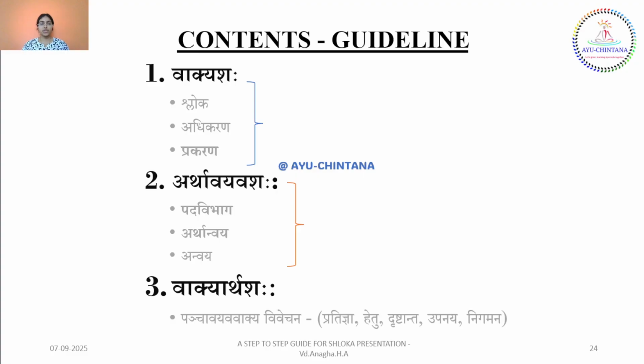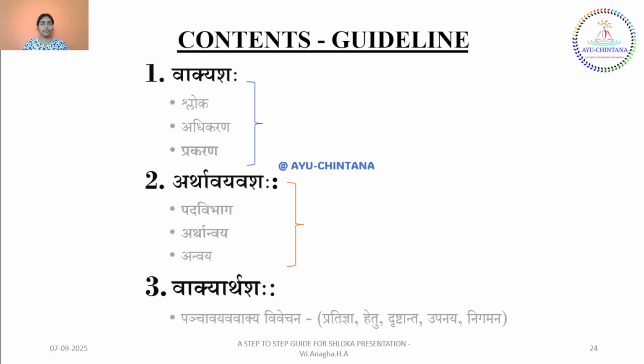In the previous episode, we had learnt about the contents, that is the main guideline of Shloka Vyakhyana. It comprises of three parts: Vakyashaha, artha-vyākhyāna and vakyartha-shaha. And each of these components will have three or more headings under them. So under Vakyashaha, that's the first one, we have three headings: Shloka, Adhikarana and Prakarana.